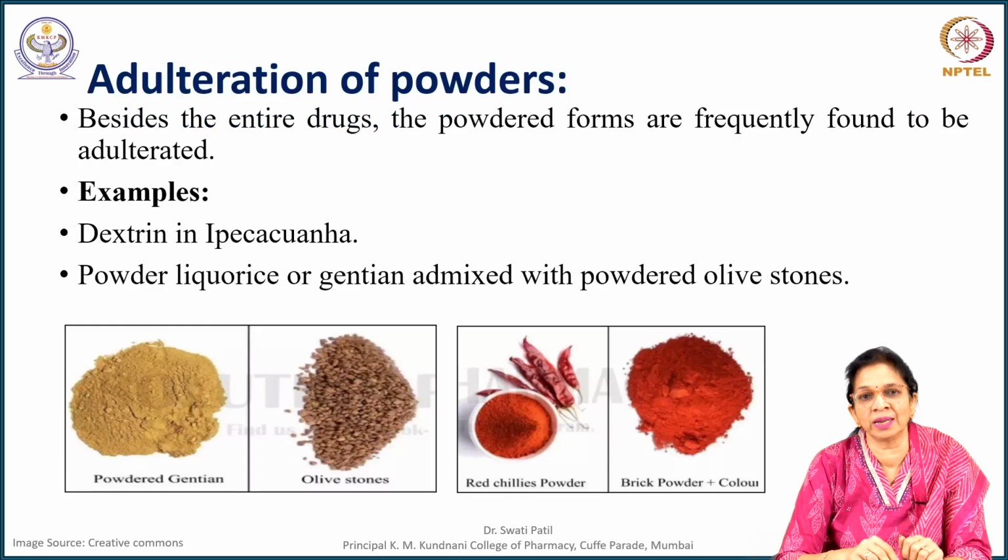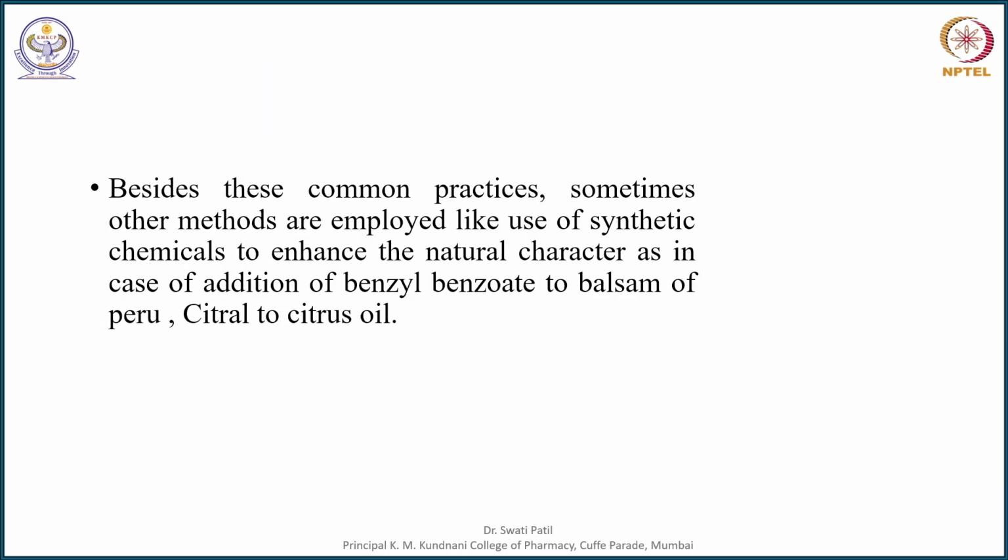Adulteration of powders. Besides the entire drugs, the powder forms are frequently found to be adulterated. For example, dextrin is added to ipecacuanha. Powdered licorice or gentian is often mixed with powdered olive stones. Here the powdered gentian is mixed with similar looking powdered olive stones. So, when you powder this, it can be easily mixed with similar looking gentian. Red chili powder is again a very harmful adulteration, mixed with synthetic red powder or even to the extent of brick powder.